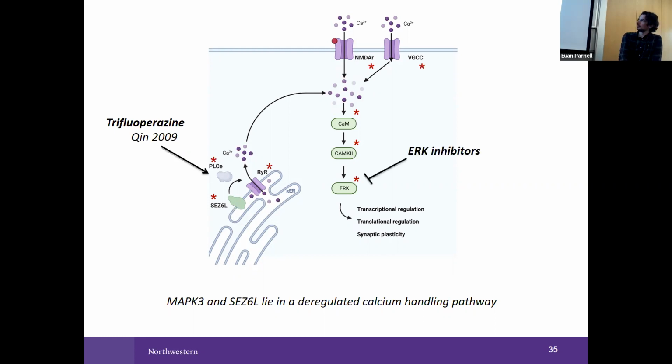In addition, ERK is involved in 50% of cancers. There are hundreds of ERK inhibitors out there, and so we have the potential to regulate some of these transcriptional and translational events using ERK inhibition.